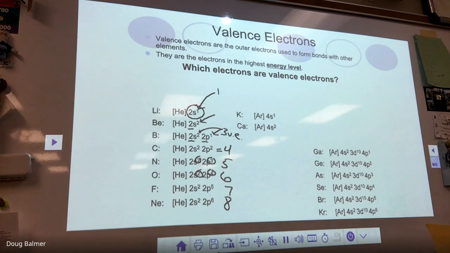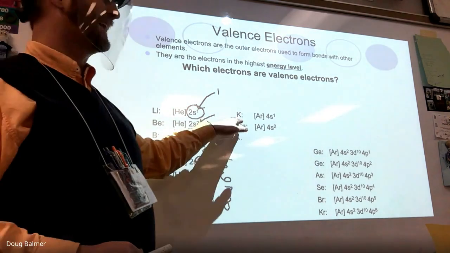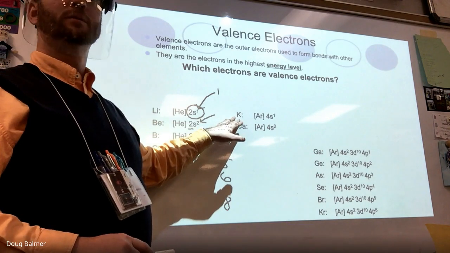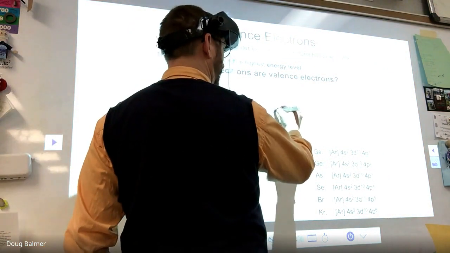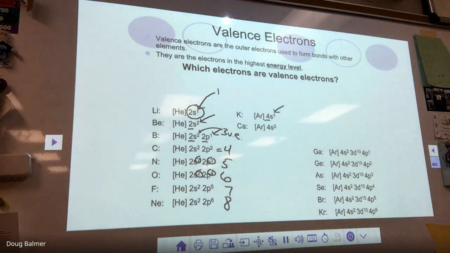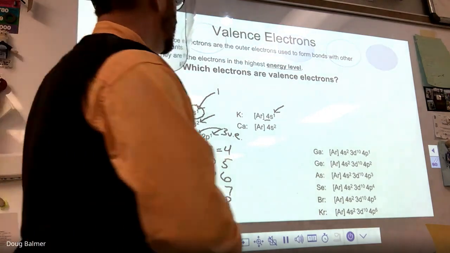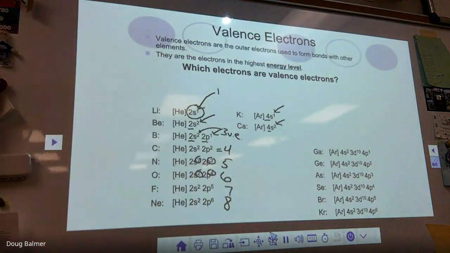How many valence electrons would potassium have? Quick show of fingers. Just careful. Try to be respectful here. How many valence electrons would potassium have? We'll just have 1. It would happen to be in energy level 4, but yeah, it has 1 valence electron. What about calcium? How many valence electrons? Yeah, 2. Those 2 electrons happen to be in energy level 4, but yeah, there's 2 valence electrons.